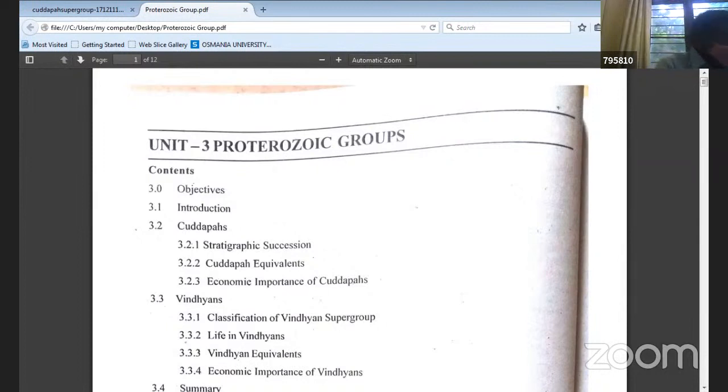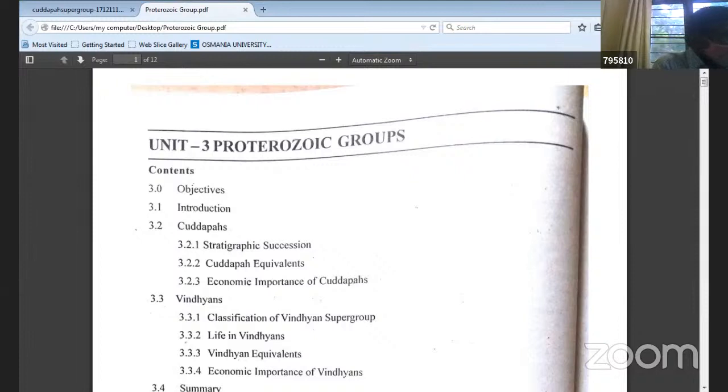Yesterday we discussed the Archean group, and the Archean group is divided into five provinces. Those are Dharwar, Eastern province, Central Singhbhum province, Aravali province, and Central provinces.